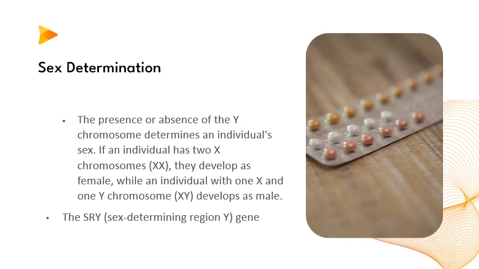If an individual has two X chromosomes, they develop as female, while an individual with one X and one Y chromosome develops as male. The SRY, sex-determining region Y gene, located on the Y chromosome, is the primary genetic factor responsible for male development. It triggers the development of testes, which can produce male hormones, for example, testosterone, leading to the formation of male reproductive organs and secondary sexual characteristics.